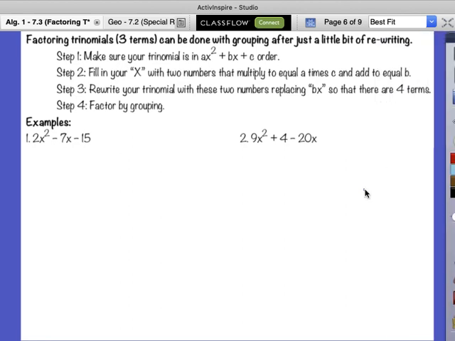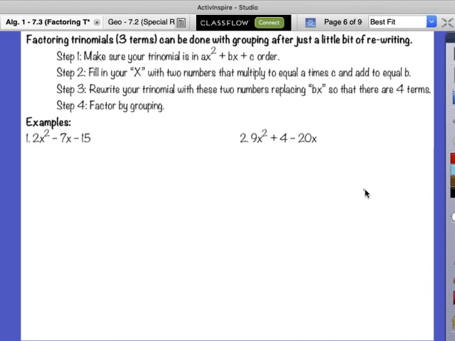So, factoring trinomials can be done with grouping, just like we practiced with the 4-term polynomials we did in our warm-up and during our homework that we just turned in. It can be done with grouping after just a little bit of rewriting. So we're going to go through some steps that help us to rewrite it.